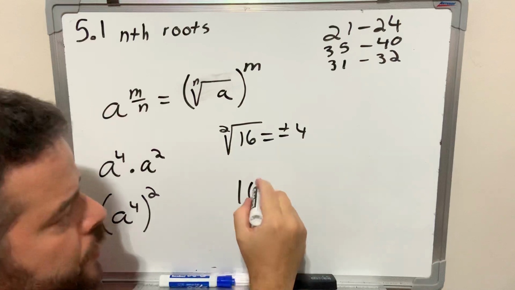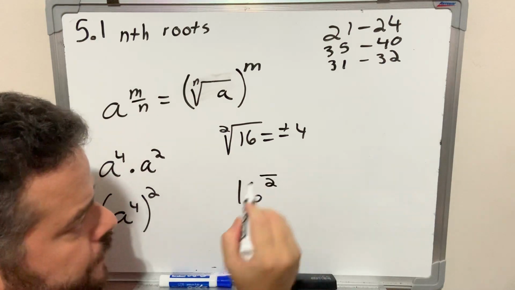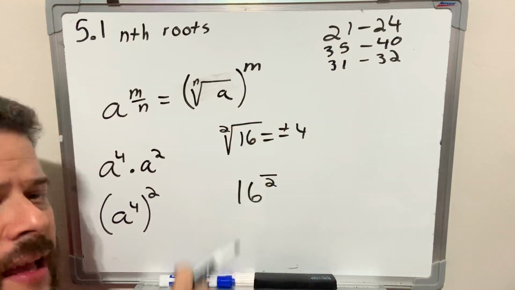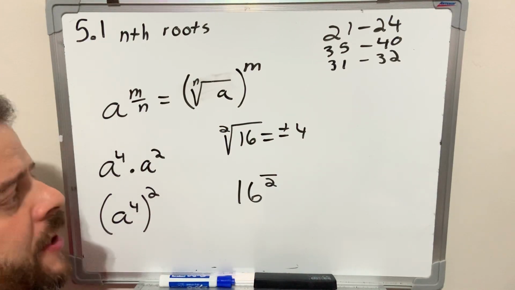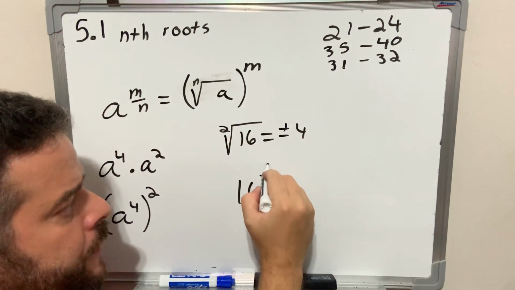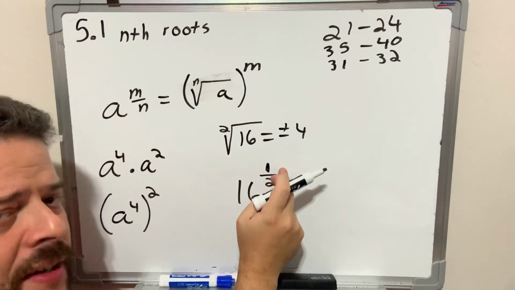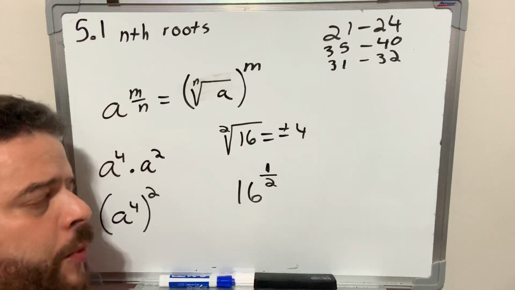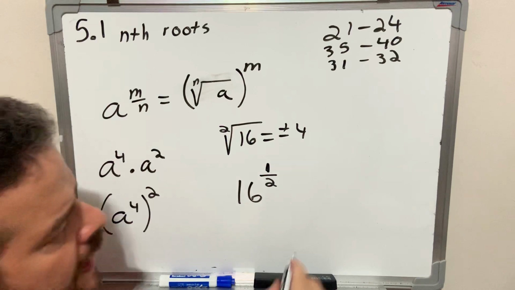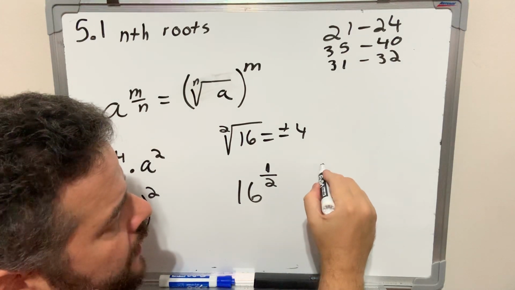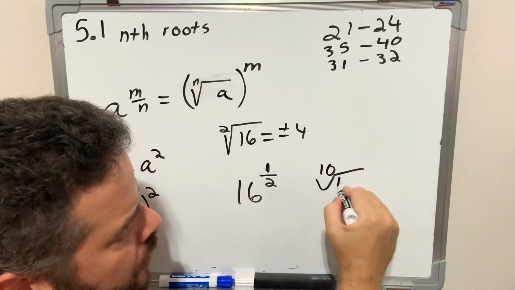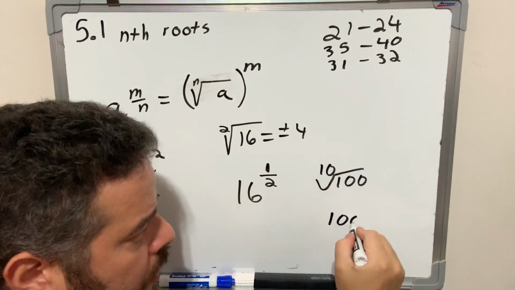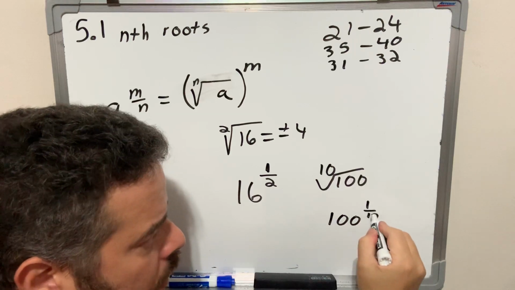the root becomes the denominator. And since I don't see anything elevating my 16 to a particular power, that means there's a 1 there. So 16 elevated to the exponent of 1/2 is the exact same thing as square root of 16. Let's say I have 10th root of 100. That is the exact same thing as 100 elevated to the 1/10.